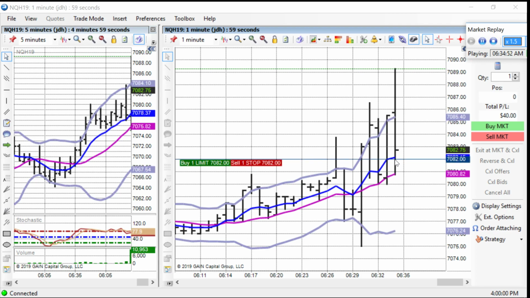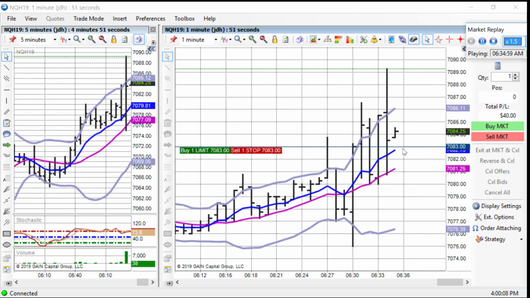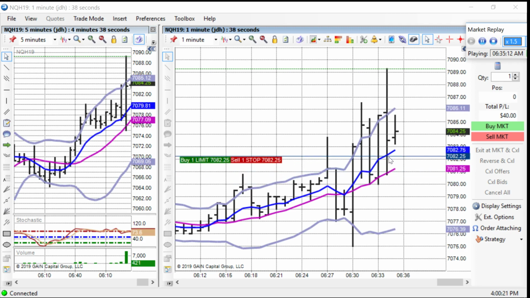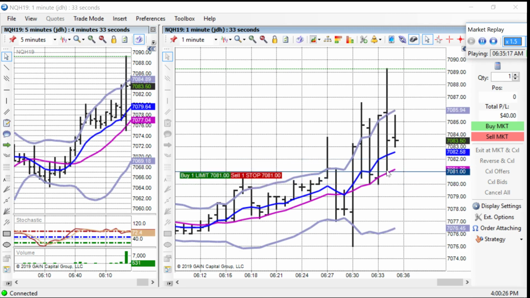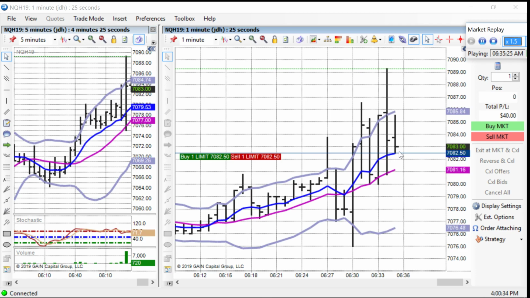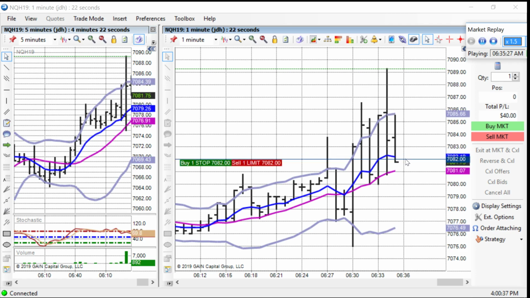Yeah, that looks tempting right there, but it's already passed me, so I guess I was asleep on that one. Yeah, I probably should have entered right there as it crossed back over, but again, those same bar entries are difficult. So I'm just going to wait for another opportunity here.